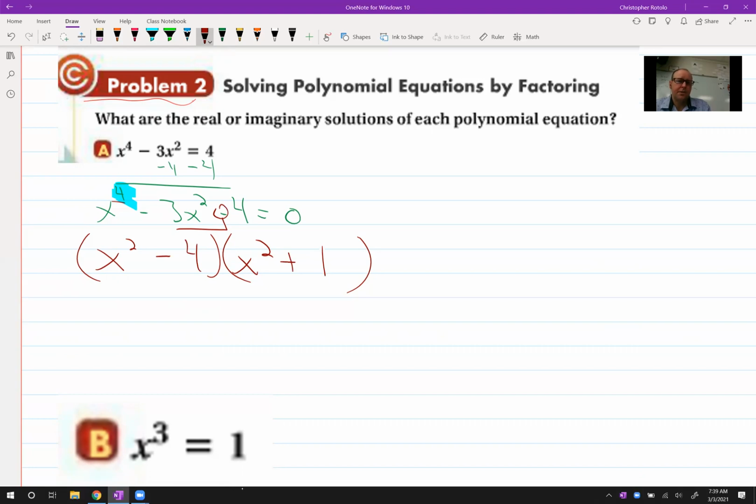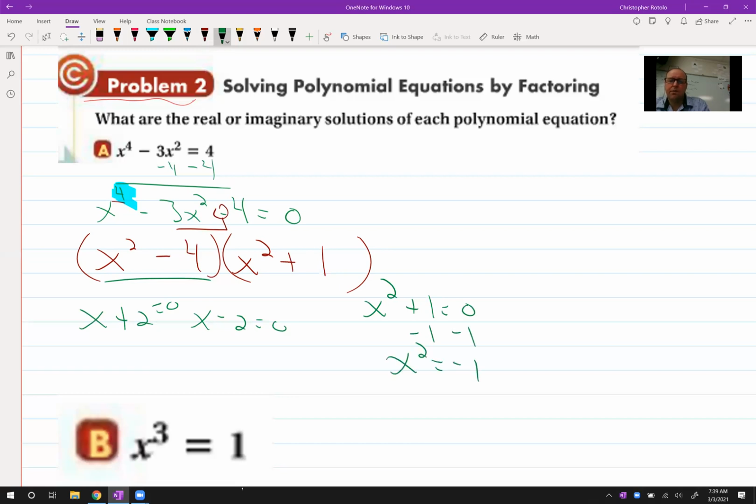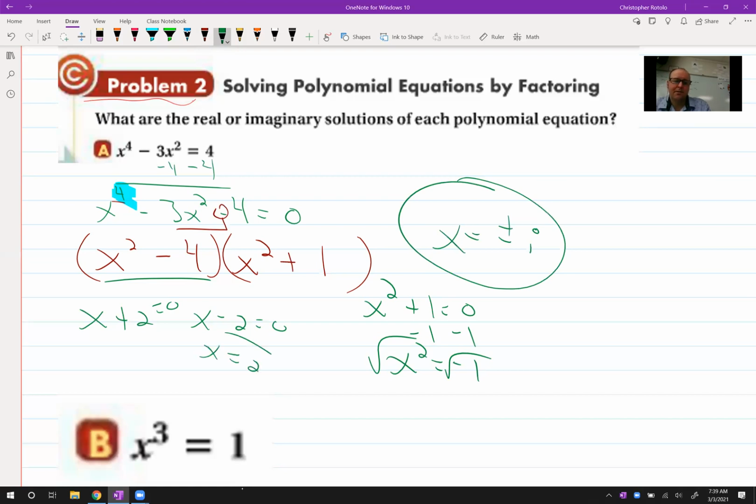All right, well, I noticed the first one is still a difference of squares. So I can make this x plus 2 and x minus 2. And I'm just going to go ahead and set those equal to 0. Right, so that was our factoring. On the second one, when I do x squared plus 1 equals 0, I subtract the 1, and I get x squared equals -1. And then I have to take the square root of it using the square root method. So x equals plus or minus i. So there's 2 answers. This factor right here is going to give me x equals +2, and this is going to give me x equals -2.